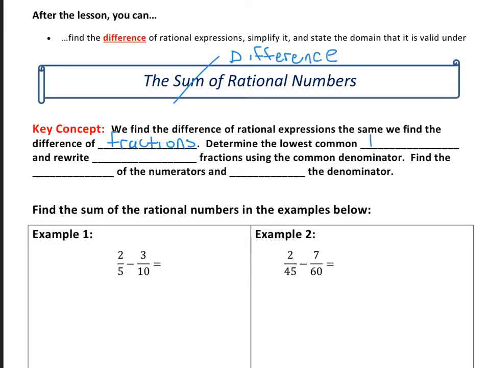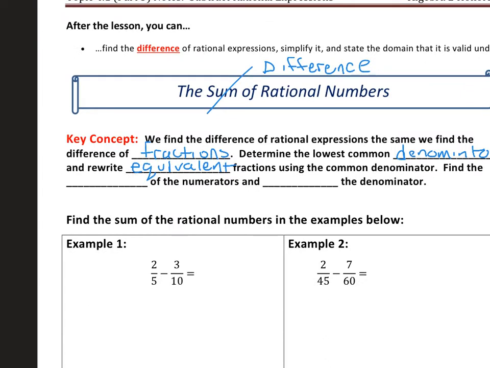Determine the lowest common denominator and rewrite equivalent fractions using that common denominator. Find the difference of the numerators and keep the denominator. So it's really like finding the sum, only this time we're going to take the difference.